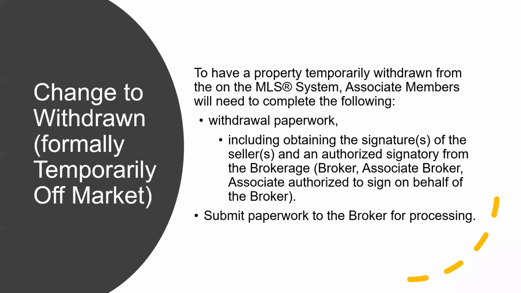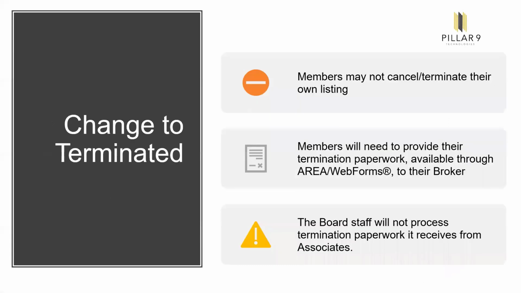All right, we've talked before about changing a property to withdrawn. Again, this can be done on a temporary basis for up to 10 days for various reasons. The days on market counter will continue to accumulate. If you need to withdraw a listing, you need to have the correct paperwork filled out. You need to have that paperwork signed by a principal brokerage member. That could be the broker themselves, that could be your broker delegate, that could be an office manager, somebody who has signing authority on behalf of the broker or the brokerage. And then you would submit that paperwork to the broker for processing to a withdrawn listing.